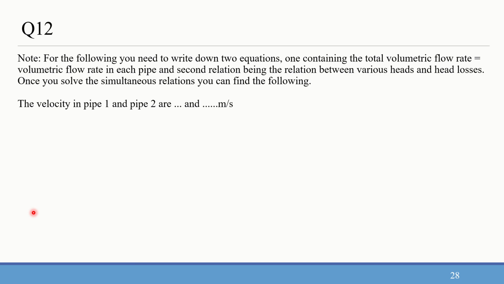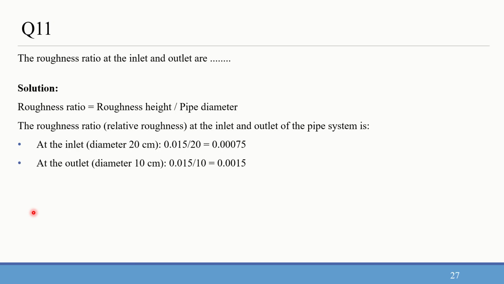Here it is just the ratio. It is the ratio of the roughness height to the pipe diameter. We know the roughness height for the galvanized iron material of the pipe, and we know the pipe diameter, so we are just dividing it directly. So that is for question 11.